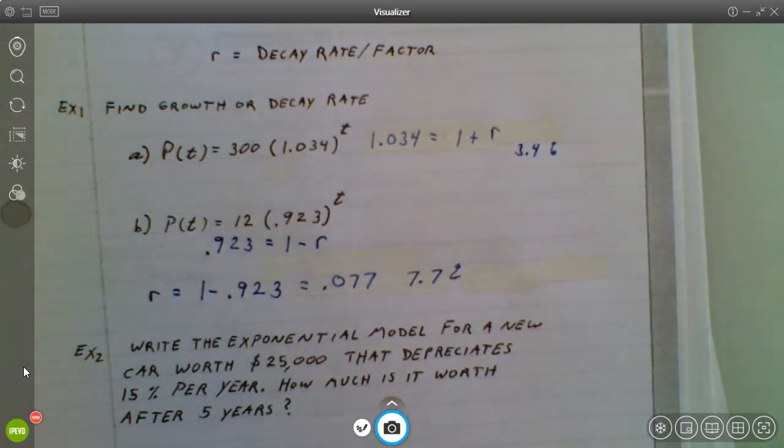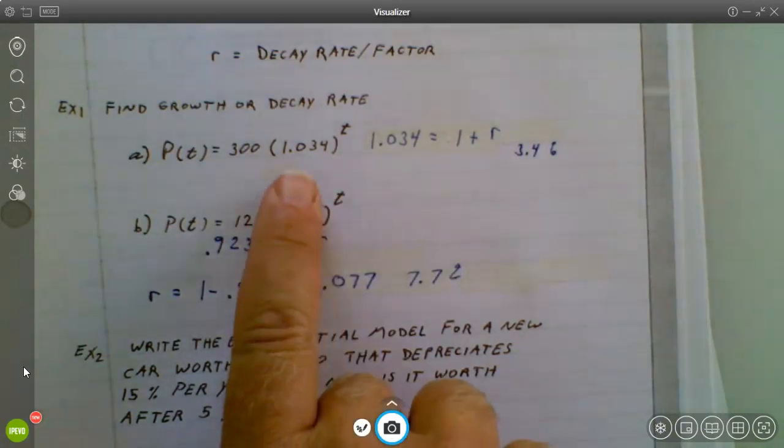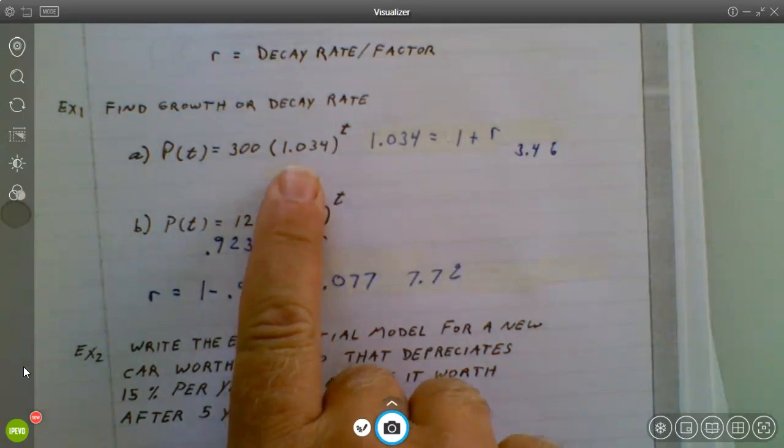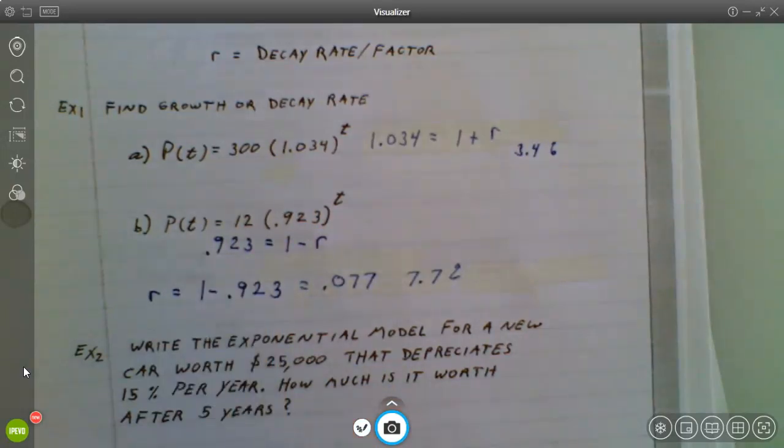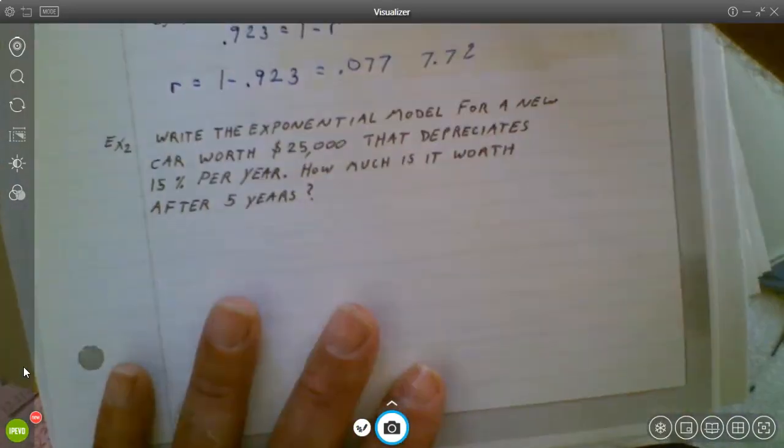So in short, the simple way of looking at that is from this I can subtract 1 from this, and this I can subtract from 1 if it's decay. So that's going to be the basic process.